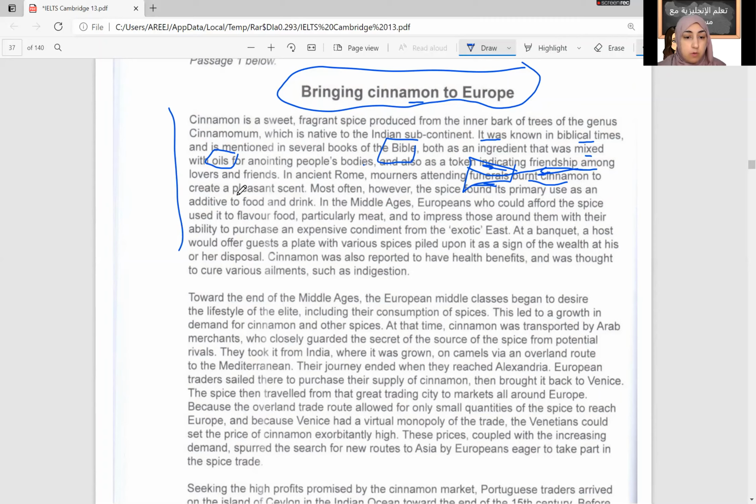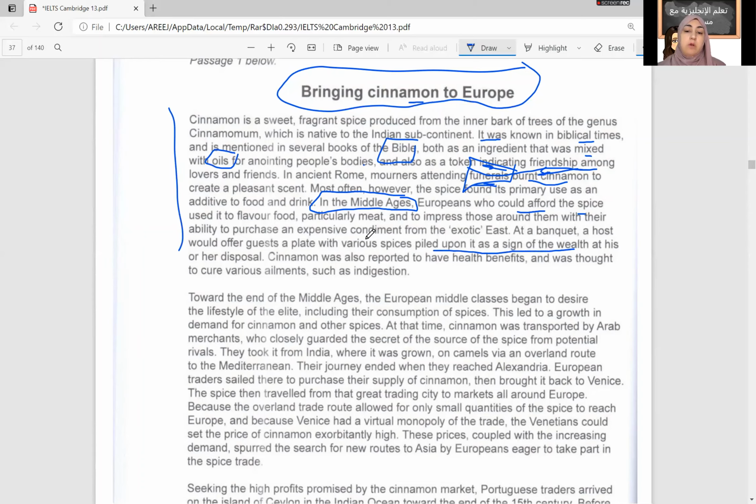So I just skim through very quickly and I look for the word. Here it is. In the Middle Ages, so I have to be careful here. So in the Middle Ages, Europeans who could afford the spice, it means who can pay for it, used it to flavor food, particularly meat, and to impress those around them with their ability to purchase an expensive condiment from the exotic East. At a banquet, a host would offer guests a plate with various spices piled upon it as a sign of wealth.